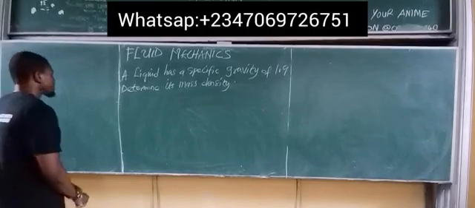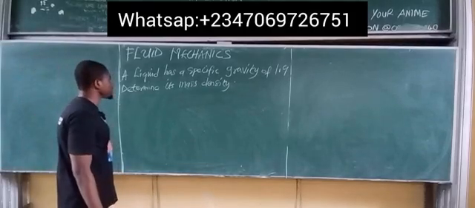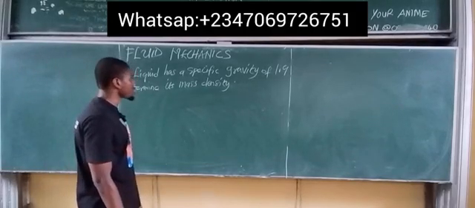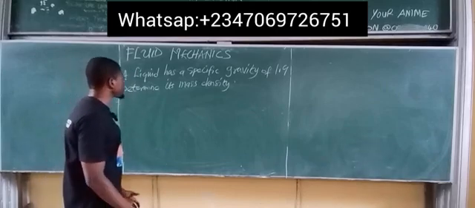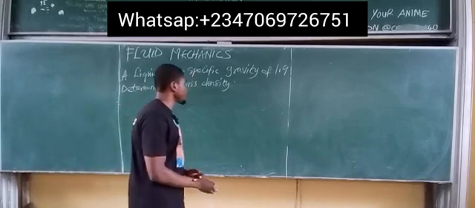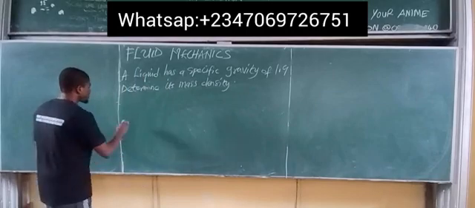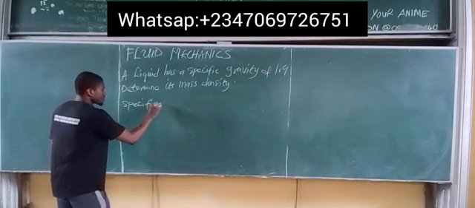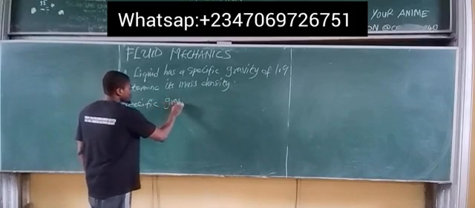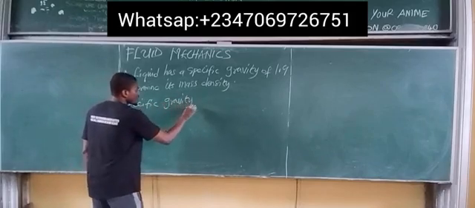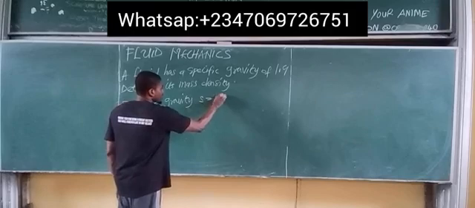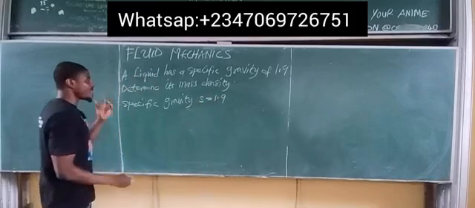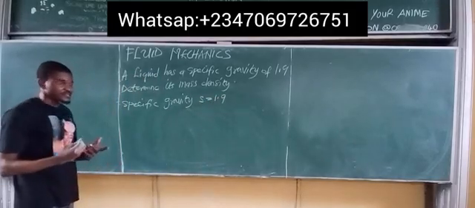All right, so let's consider this other problem on the board. It says a liquid has a specific gravity of 1.9. The question says determine its mass density. So we're given the specific gravity S as 1.9, and we're asked to find the mass density.